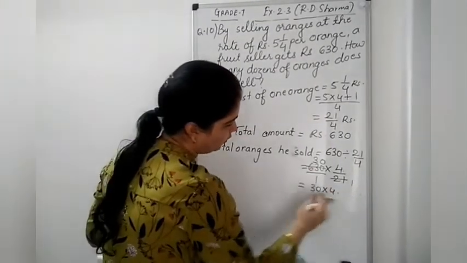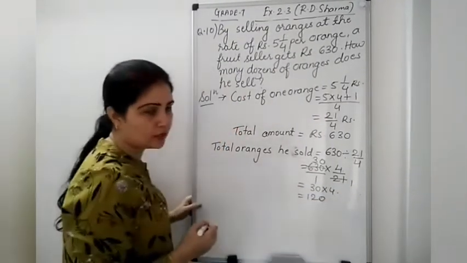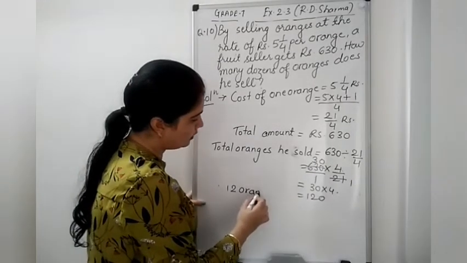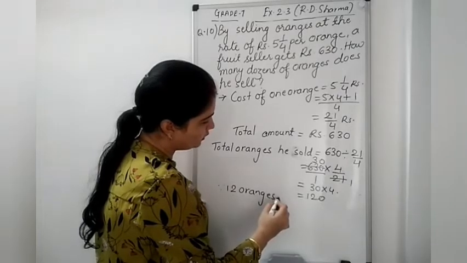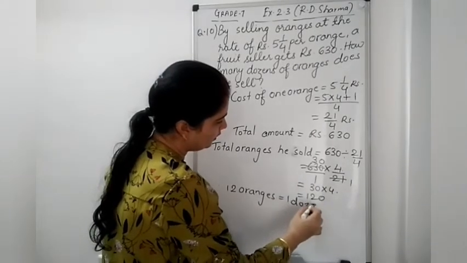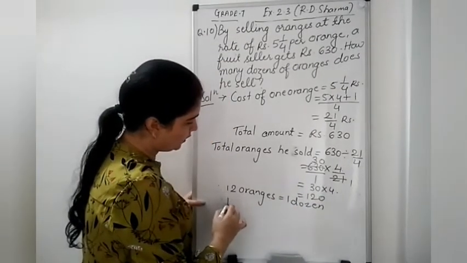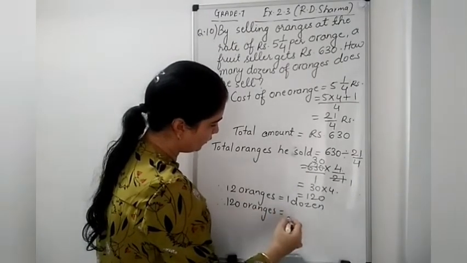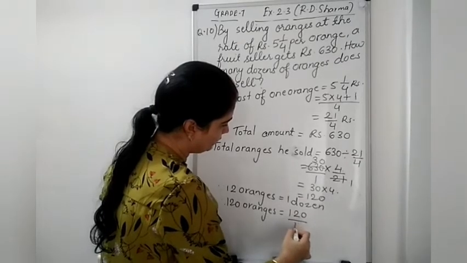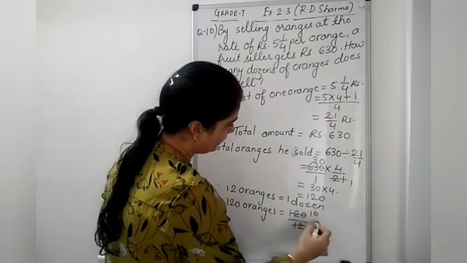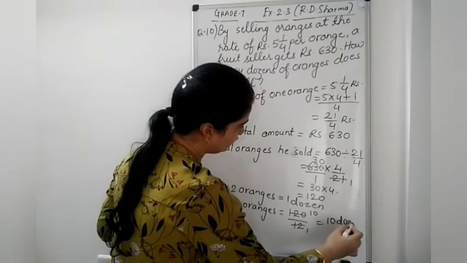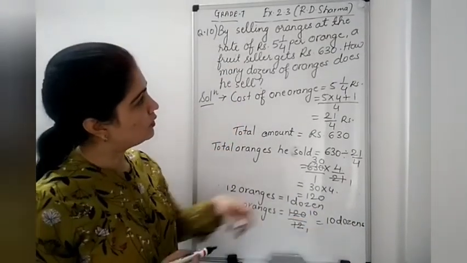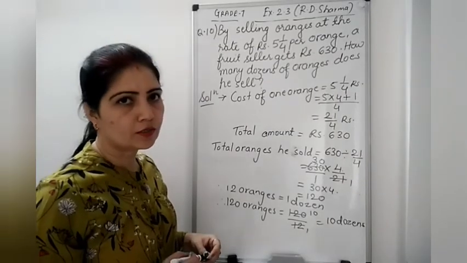So it's 120 oranges. Now as we know, 12 oranges equal 1 dozen. So 120 oranges will make how many dozens? For that we will divide 120 by 12. So you will get 10 dozens. So this will be your answer. So he sold 10 dozens of oranges.